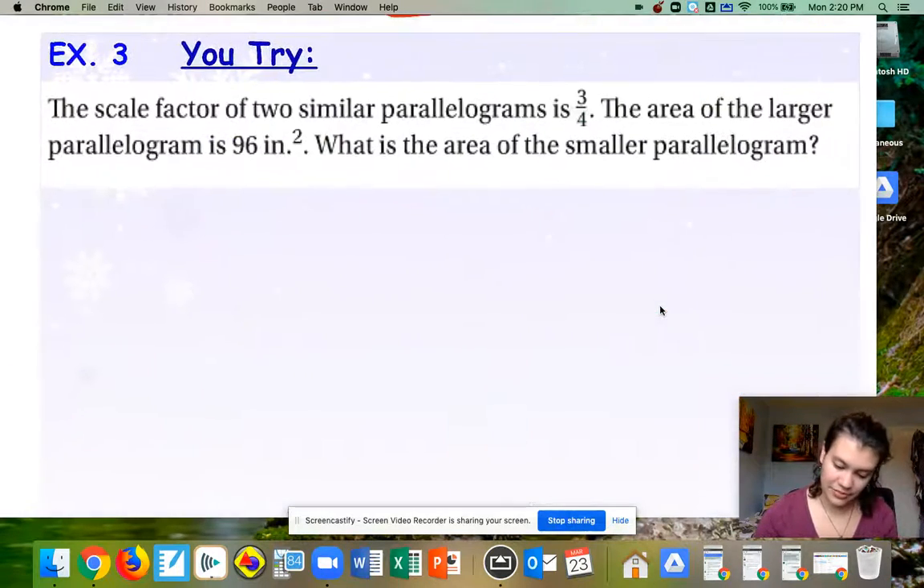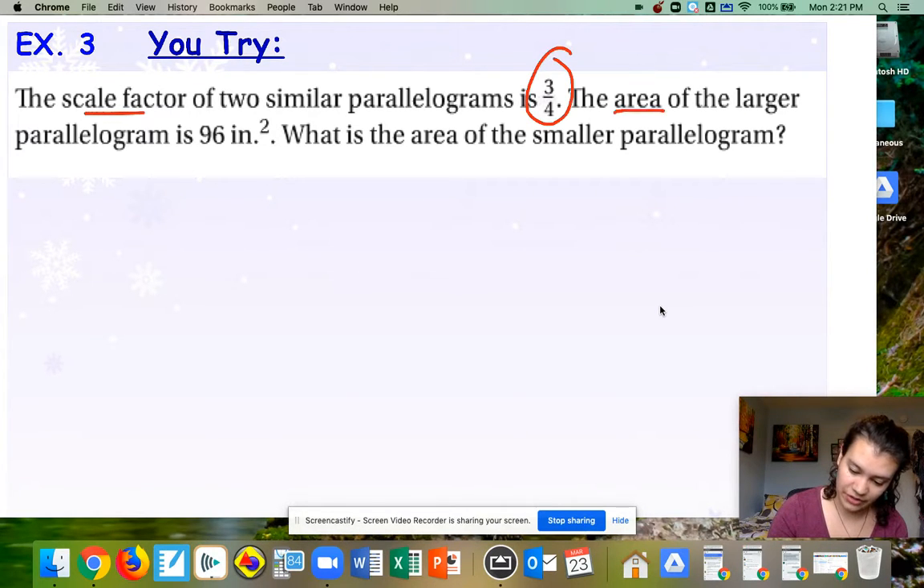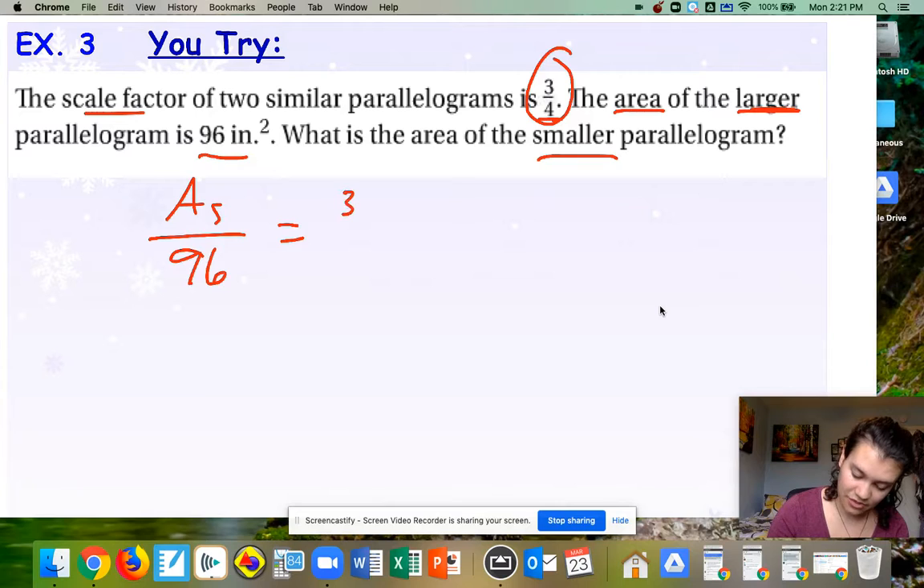So here's another example. Take a minute to do it on your own, and then we'll talk about the answer. Okay, so this one gives us the scale factor is 3/4. We know the area of the larger one, so the bottom, because 4 is on the larger, is 96, and we want to find the area of the smaller one. So the area of our smaller one we don't know. The big one is 96, so we have to go over 3 squared and 4 squared.